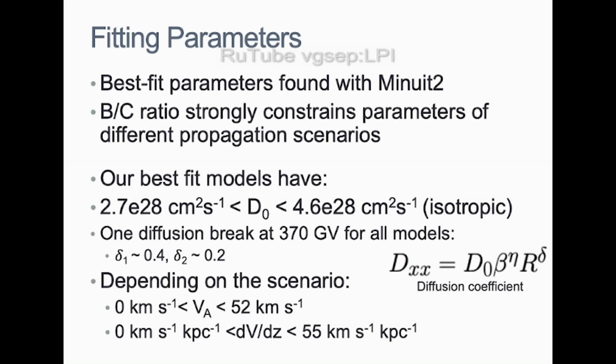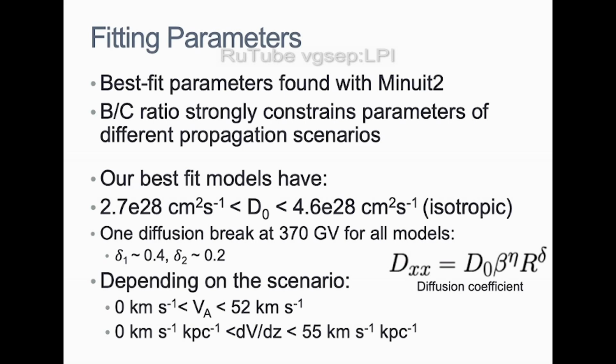So our best fit models generally have a diffusion coefficient ranging from 2.7 to 4.6 times 10 to the 28th centimeters squared per second using an isotropic diffusion coefficient. And each model uses 1 break in the diffusion coefficient fixed at 370 GeV, with delta 1 around 0.4 below the break and delta 2 around 0.2 above it.